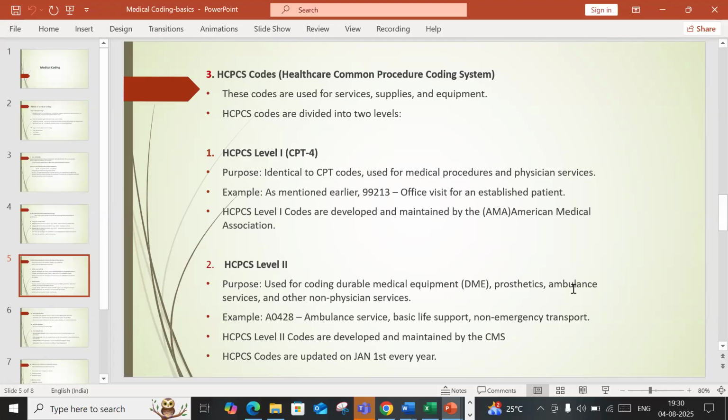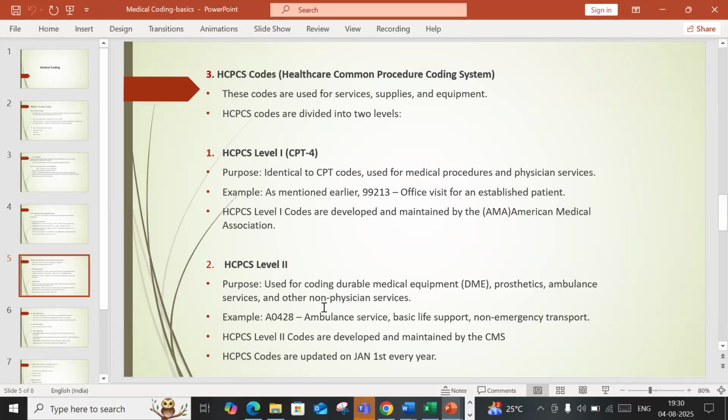And along with that, ambulance service. Say someone met with a severe accident and had severe head injuries, so he went into an unconscious state. In that case, that particular hospital's ambulance went to that place and picked up the patient. So the ambulance also should get a bill, right? And other non-physician services.